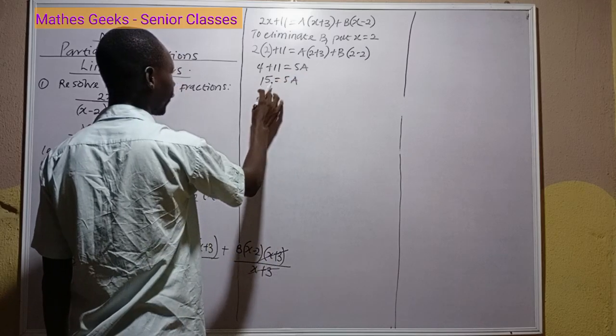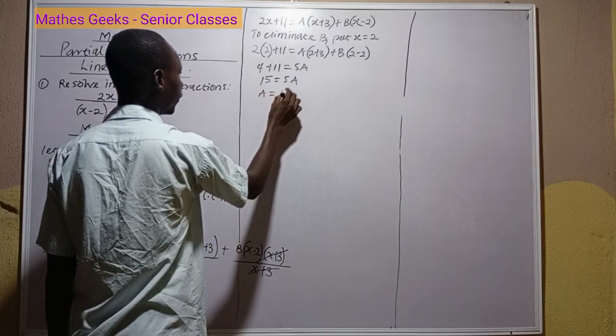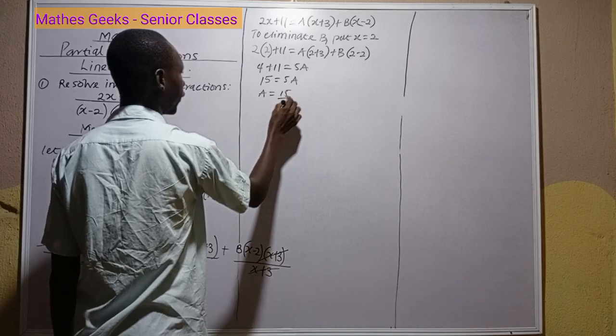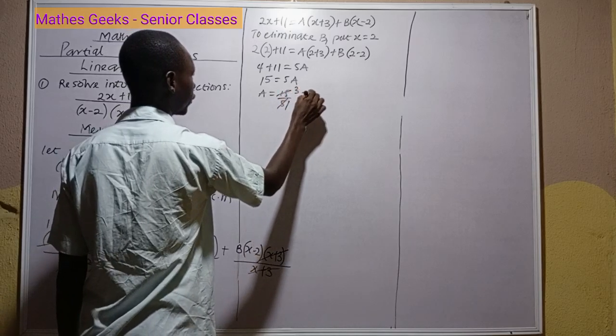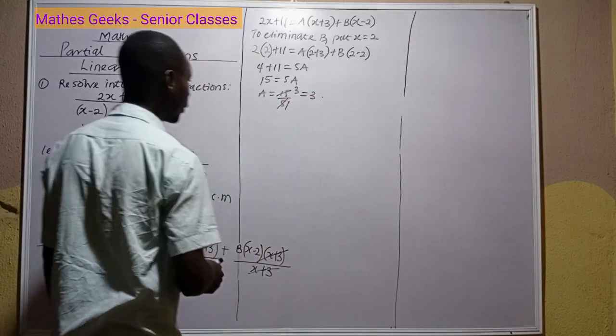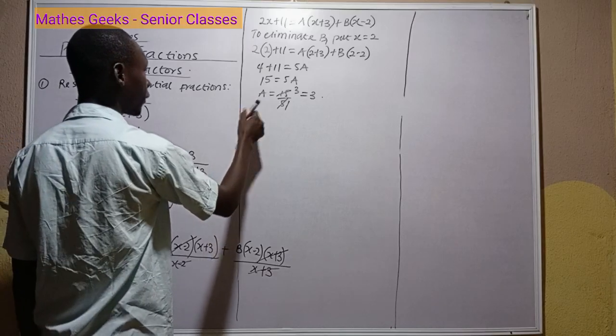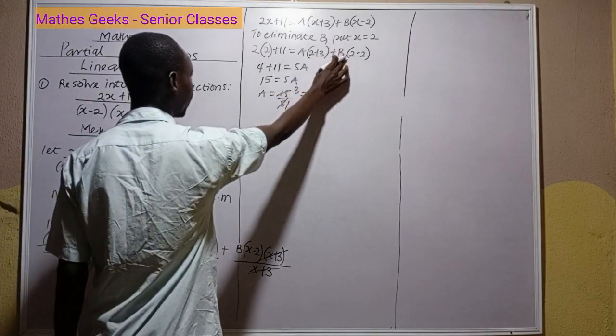Now divide both sides by 5, we're going to have a equals 15 over 5. 5 into 5 is 1, 5 into 15 is 3, which is equal to 3. So the value of a is 3. Next, now I want to get the value of b.